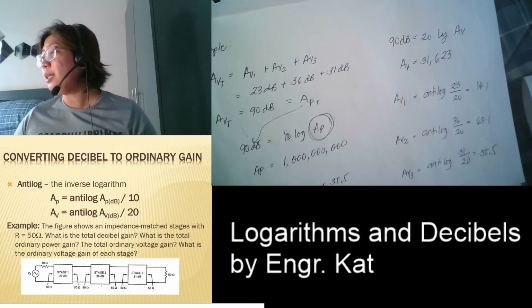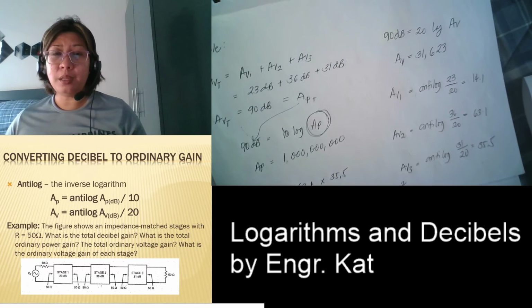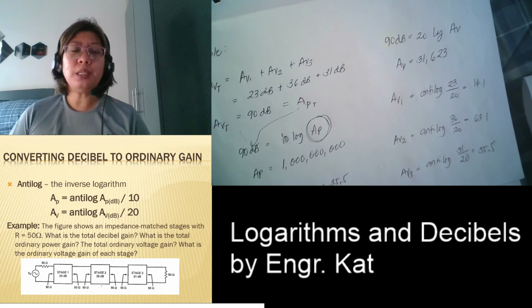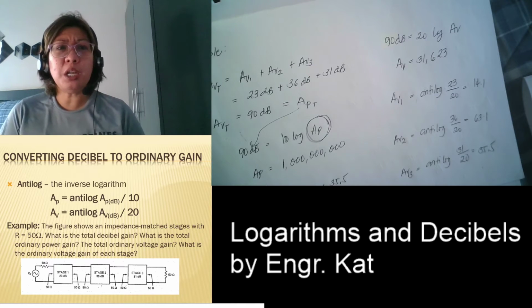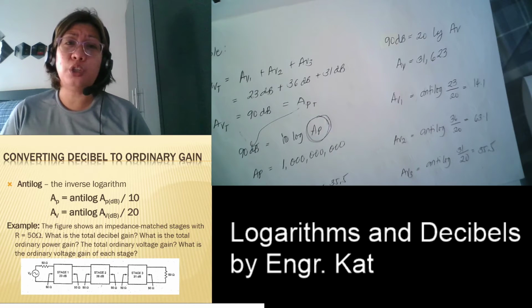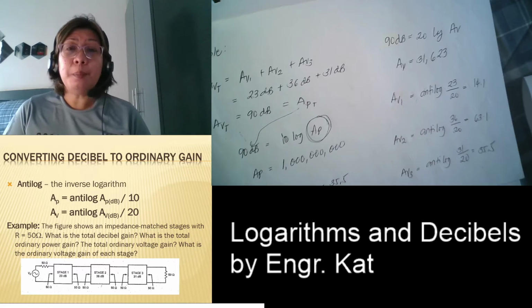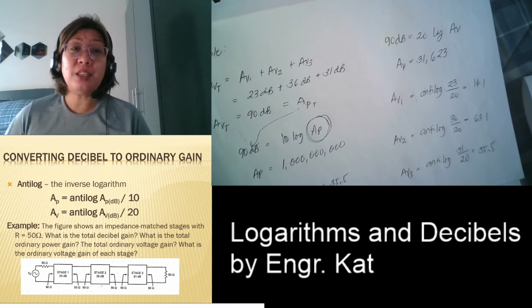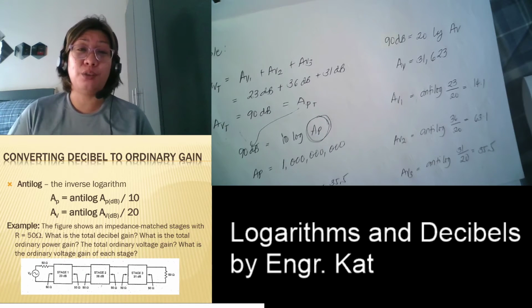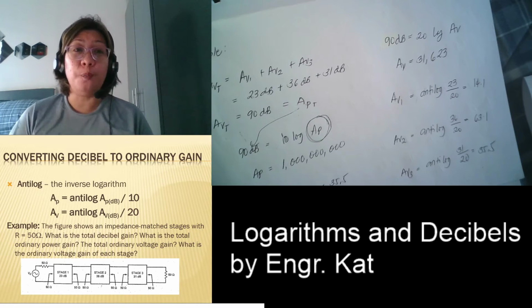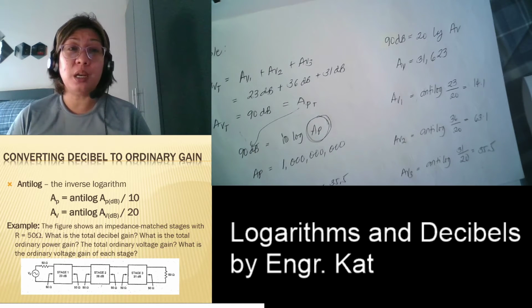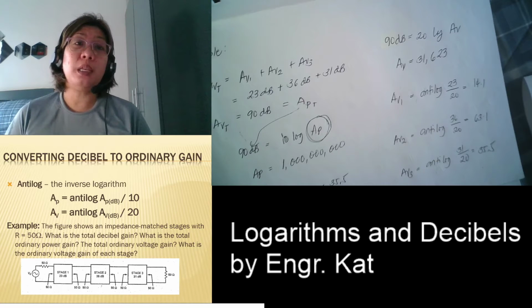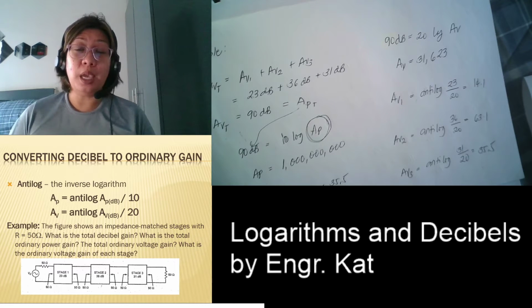Okay, actually, class, the computation is very simple. The computations are very simple. This is just a matter of addition, multiplication, and the addition of your logarithm. But logarithm and decibels are very important because we are minimizing the use of many zeros. So instead of writing many zeros, we just convert them into decibels. That is why we make use of logarithms and decibels. Okay?